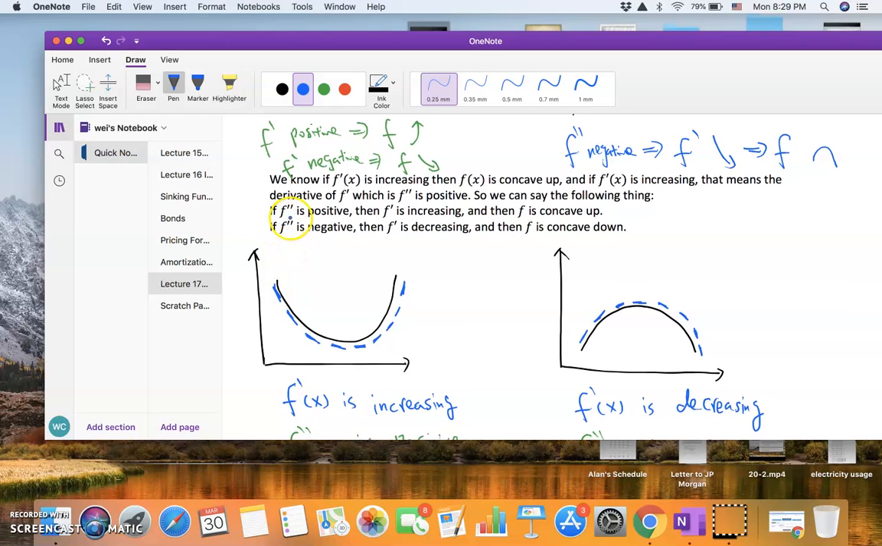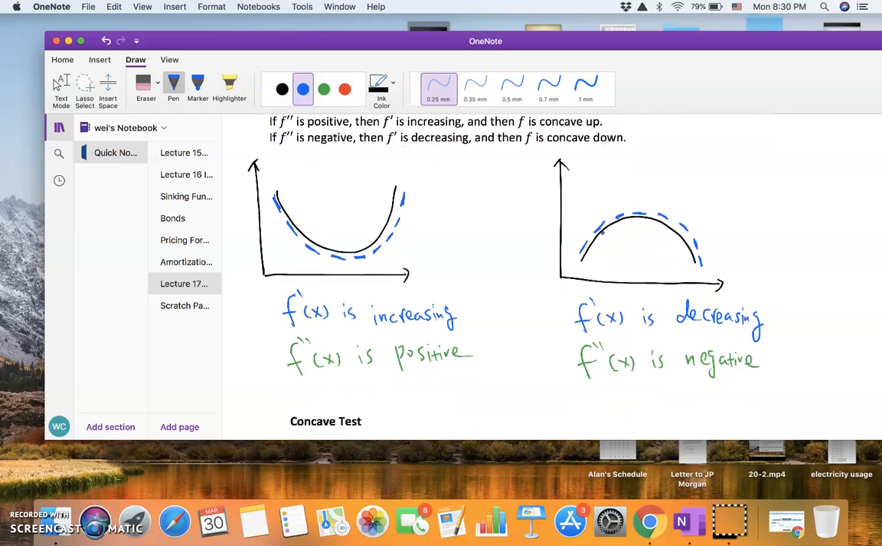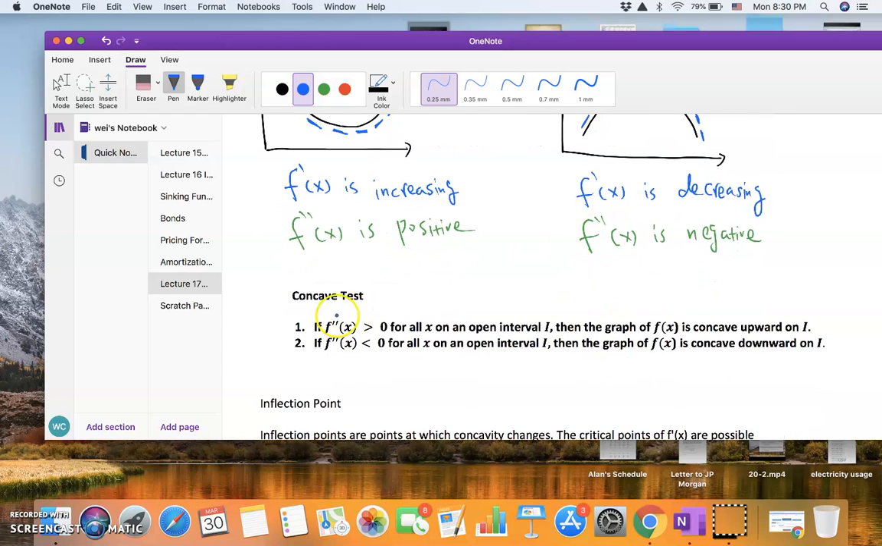If the second derivative is positive, then the first derivative is increasing and the function is concave up. And if the second derivative is negative, then the first derivative is decreasing and the function is concave down. This is what we call the concavity test.